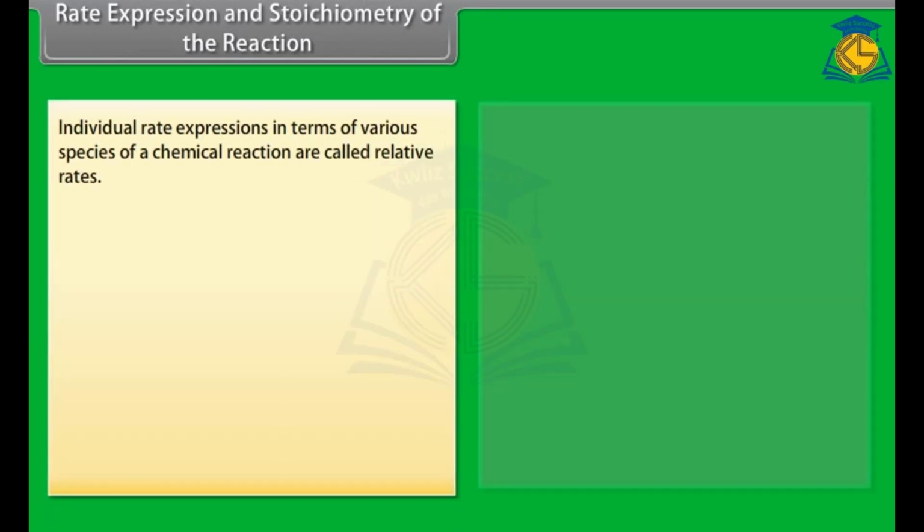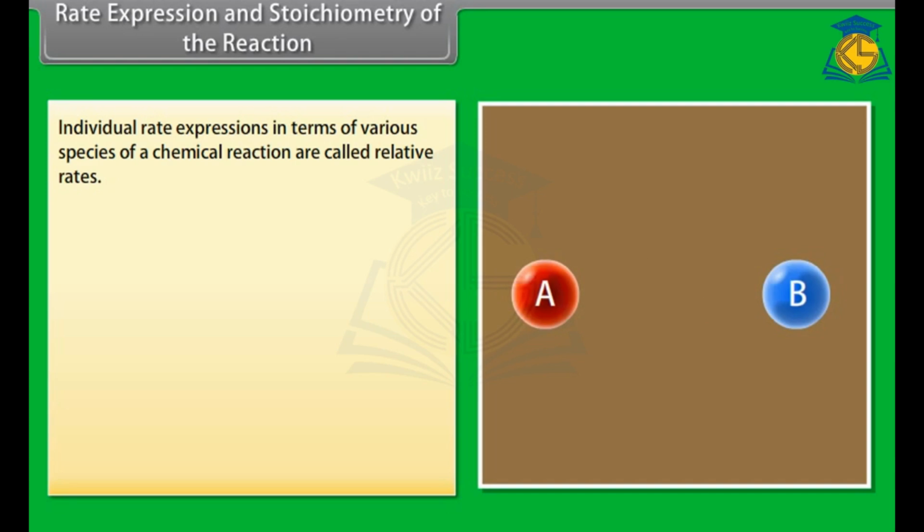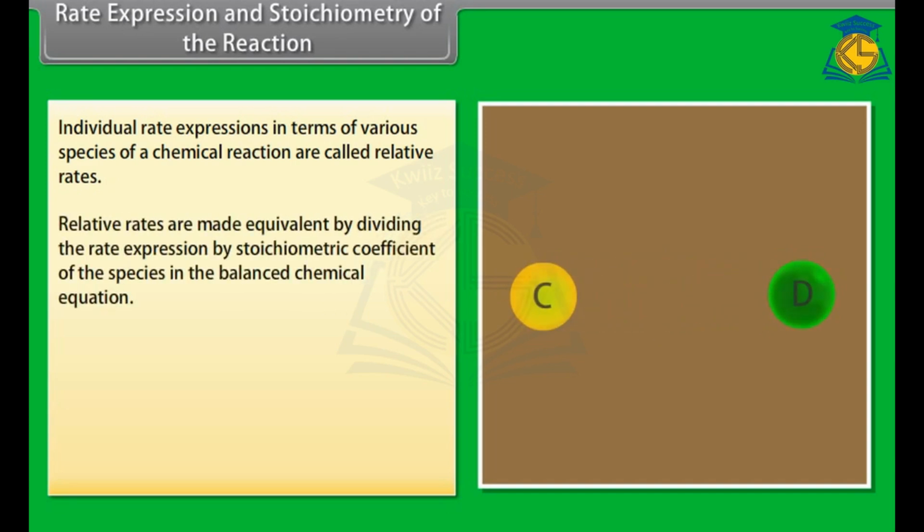Rate expression and stoichiometry of the reaction. Individual rate expressions in terms of various species of a chemical reaction are called relative rates. Relative rates are made equivalent by dividing the rate expression by the stoichiometric coefficient of the species in the balanced chemical equation.